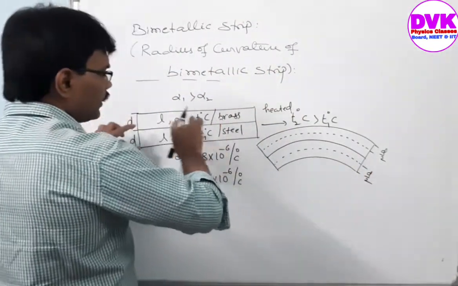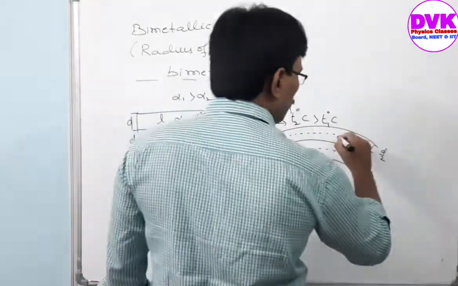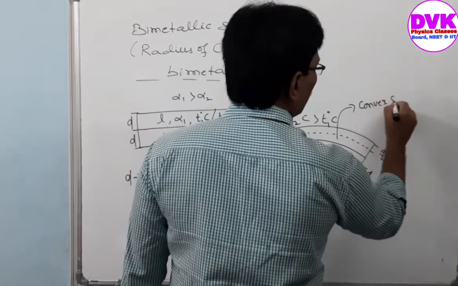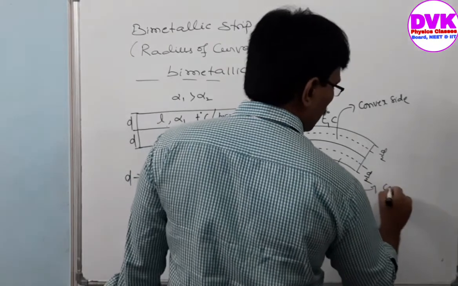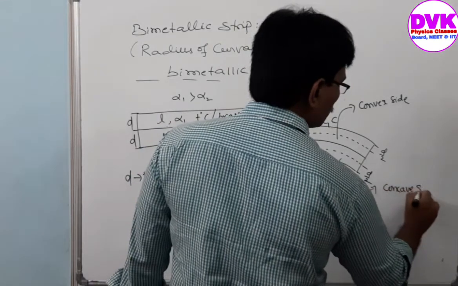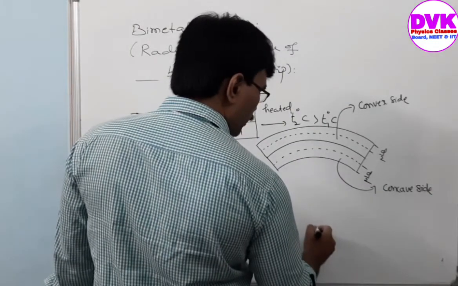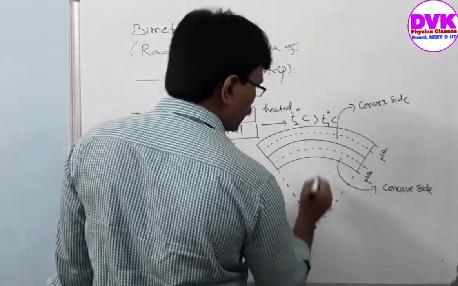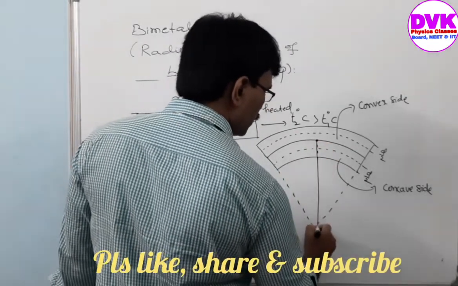Now after heating, this bimetallic strip bends into the form of an arc. The metal with the higher expansion coefficient will be on the convex side, and the one with the lower expansion coefficient will be on the concave side. For that arc we can define the radius of curvature. From the center, this is the radius of curvature of the bimetallic strip.